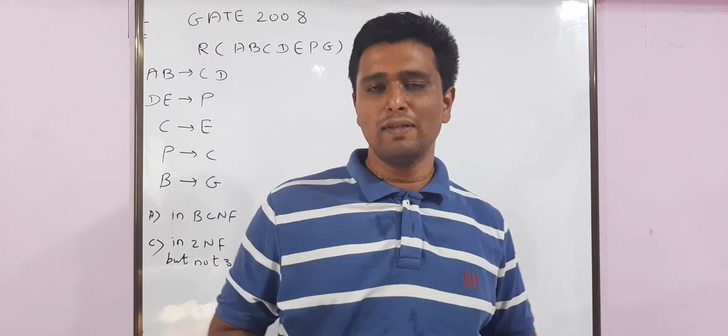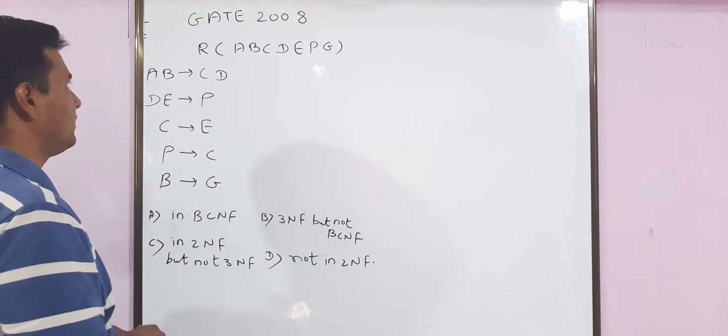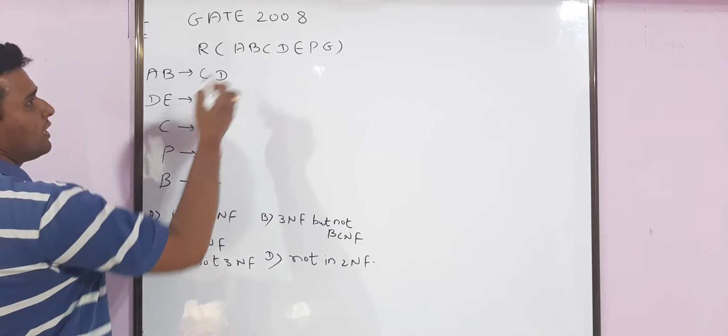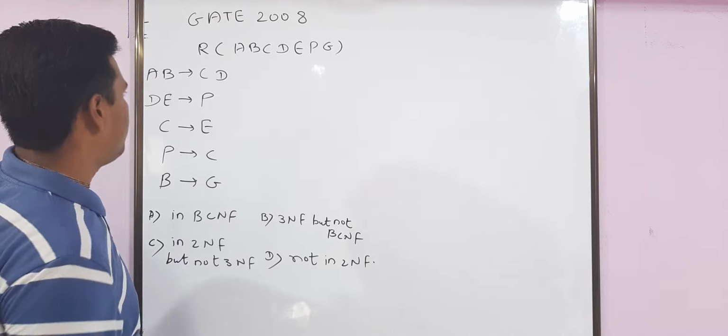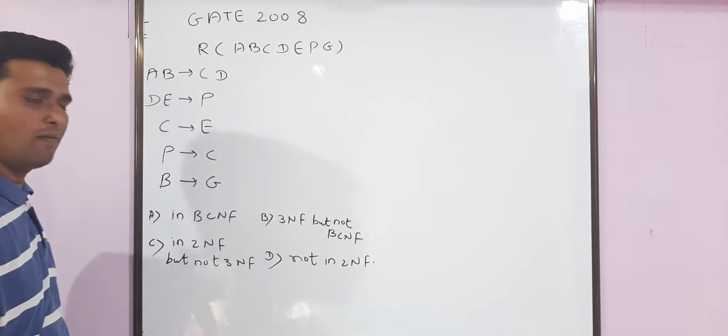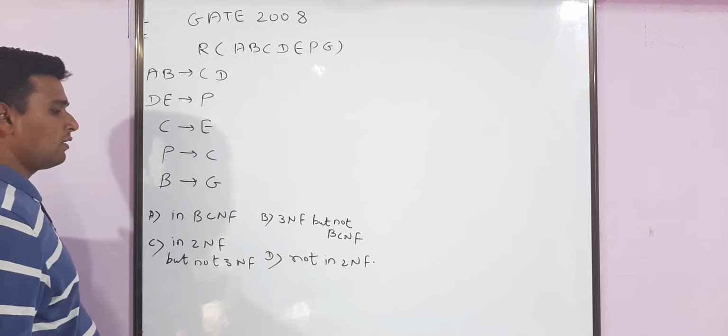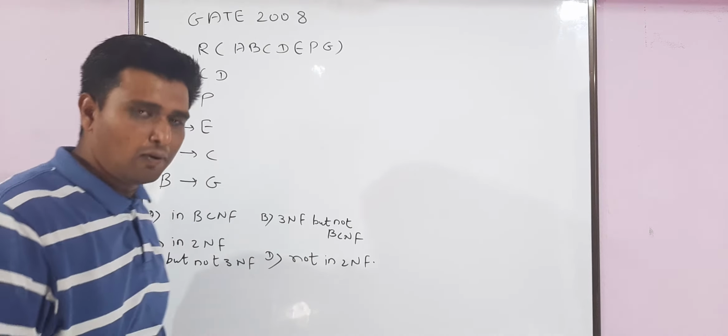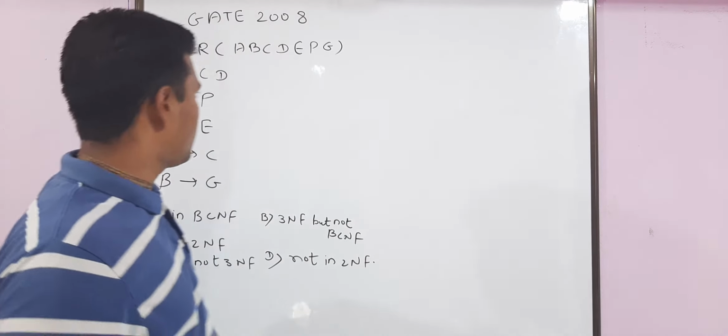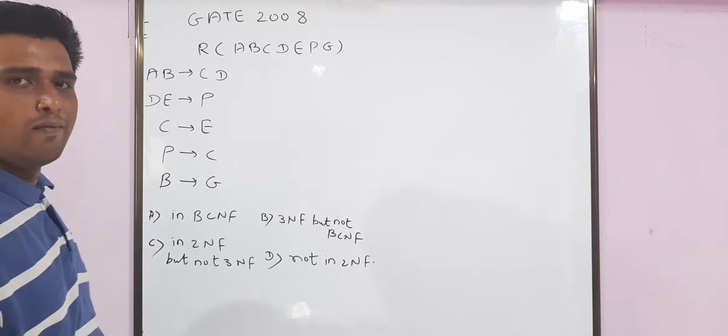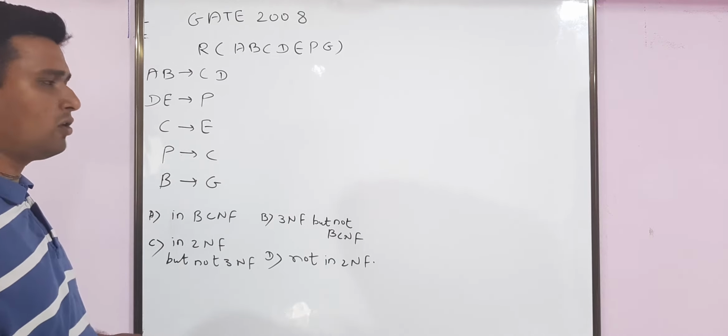Hello friends, we will solve this GATE example asked in 2008. This is relation A, B, C, D, E, P, G, and we have been given the functional dependencies and four options. We have to find out the normal form of this relation. Before that, we have to find out which are the prime key attributes or non-key attributes.